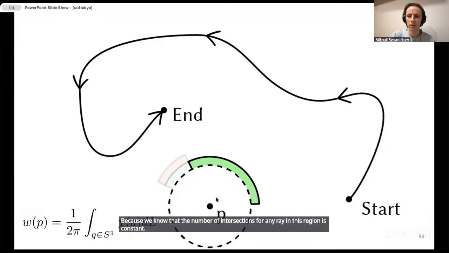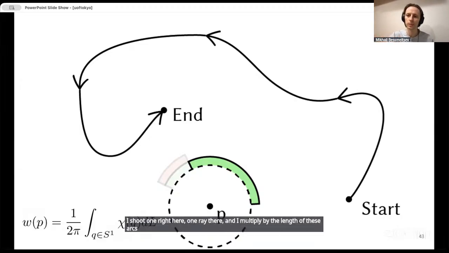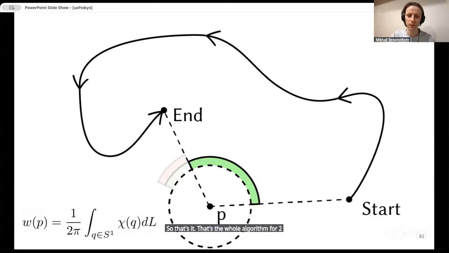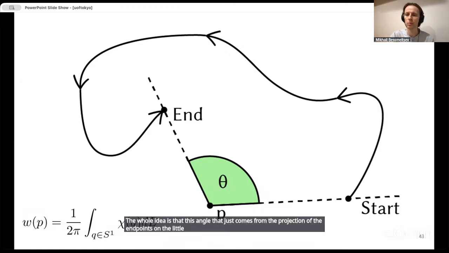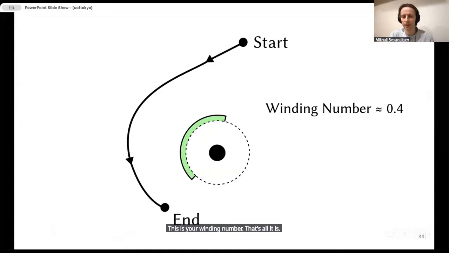So I shoot one ray here, one ray there, and I multiply by the length of these arcs. That's the total integral, right? So that's it. That's the whole algorithm for 2D, almost. The whole idea is that this angle, which comes from the projection of the endpoints onto the little circle around your query point, is your winding number. That's all it is. There's a bit of a caveat, right?